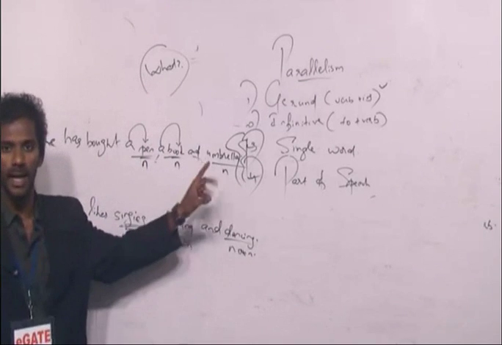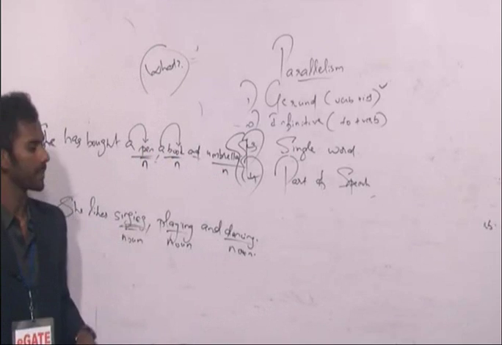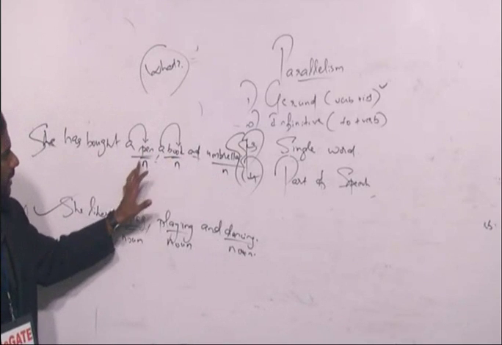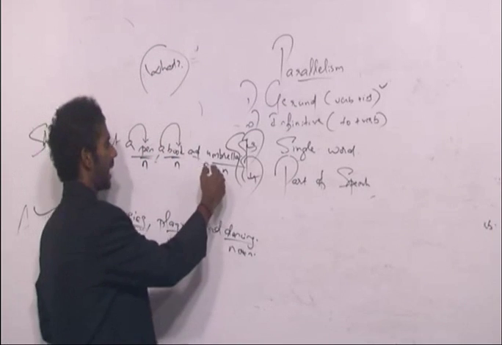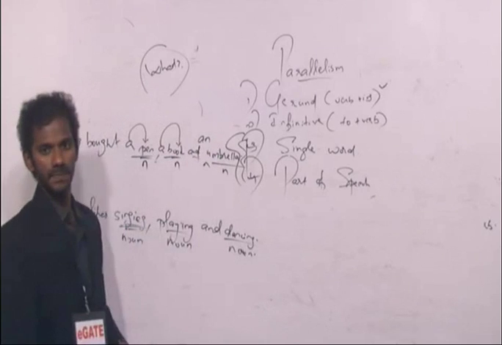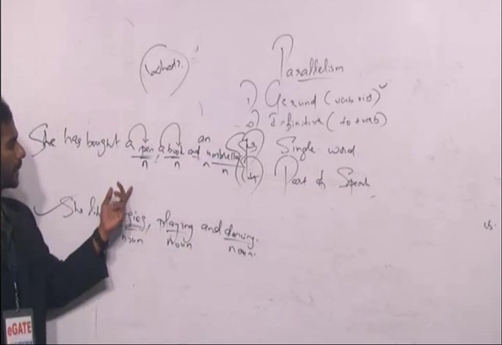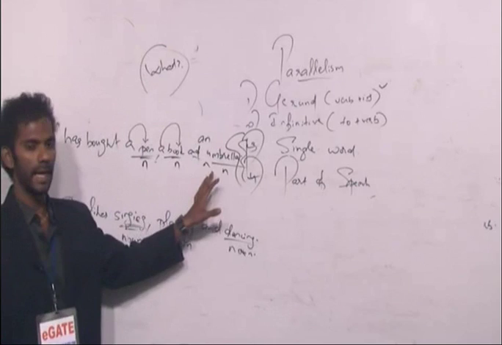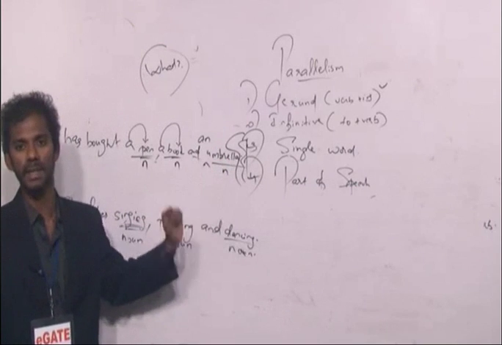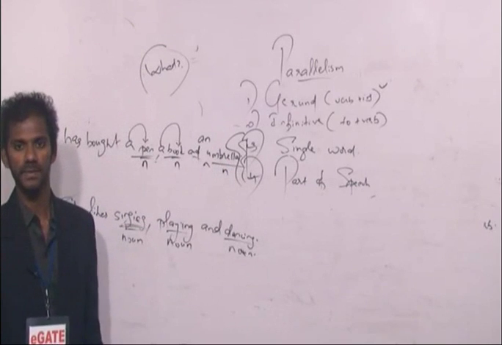So we require one article here. How should the sentence be? She has bought a pen, a book, and an umbrella. Clear? She has bought a pen, a book, and an umbrella. Now there is parallelism. Got it?